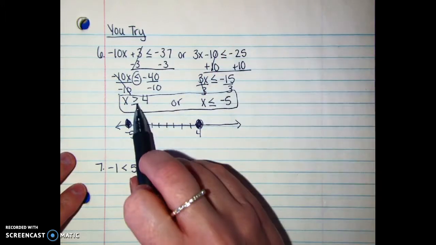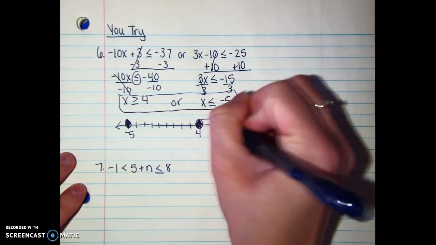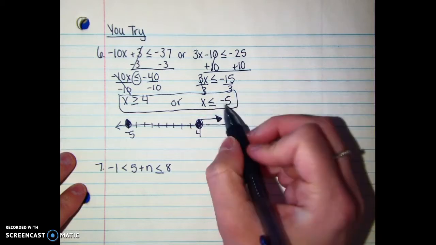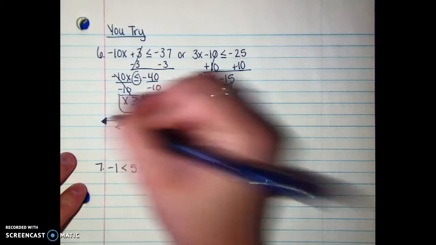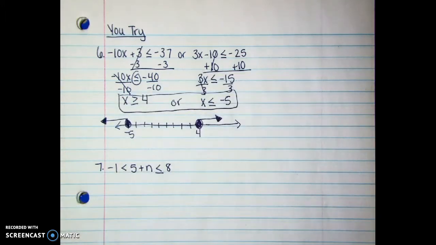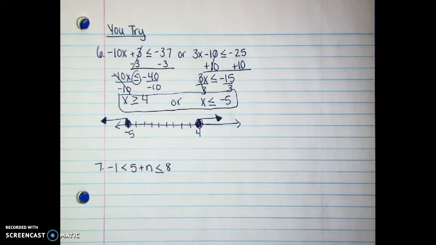And for the 4, it's pointing towards the right, so it's going this way. And for the negative 5, it's pointing towards the left. So there's your answer for number 6. Go ahead and try number 7.